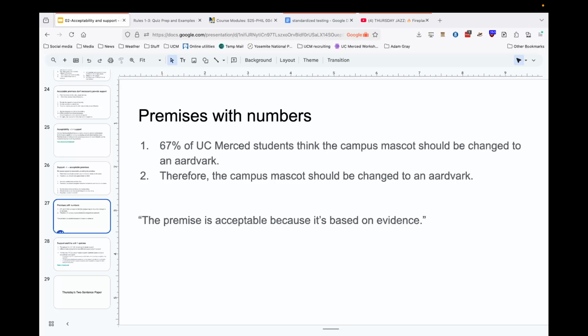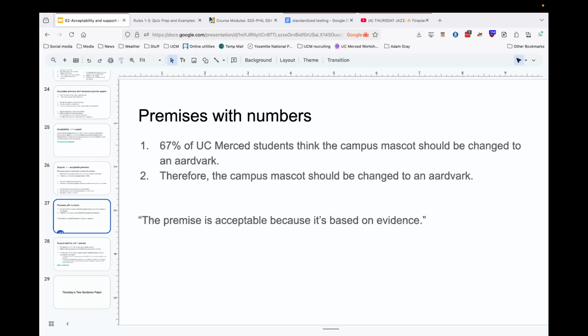I have no idea what percentage of UC Merced students think the campus mascot should be changed to an aardvark. I'm guessing not many, way less than 67%. Unless somebody has actually done the survey, no one has a good reason to accept this premise. So this premise is basically not acceptable to anyone, kind of for the same reason as vaccines having mind control chips. It's not really acceptable to anyone. So this premise is not acceptable.